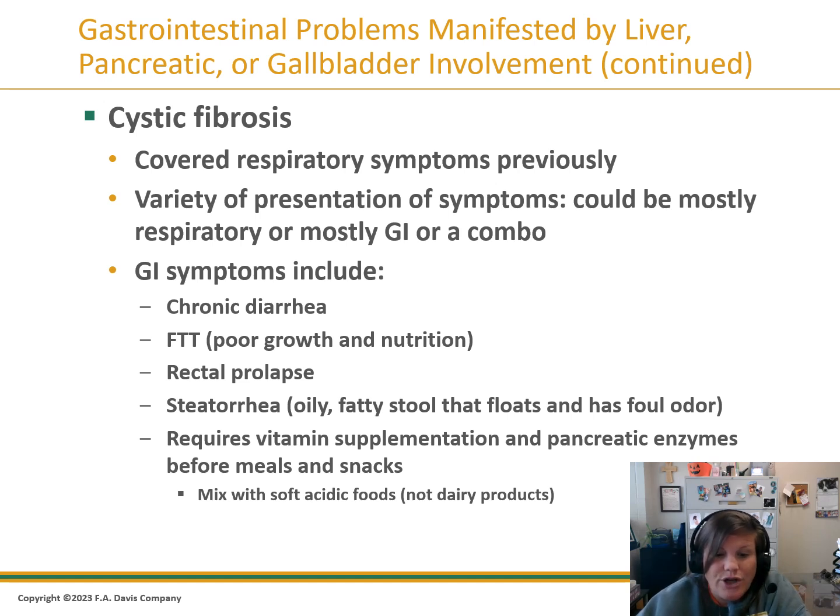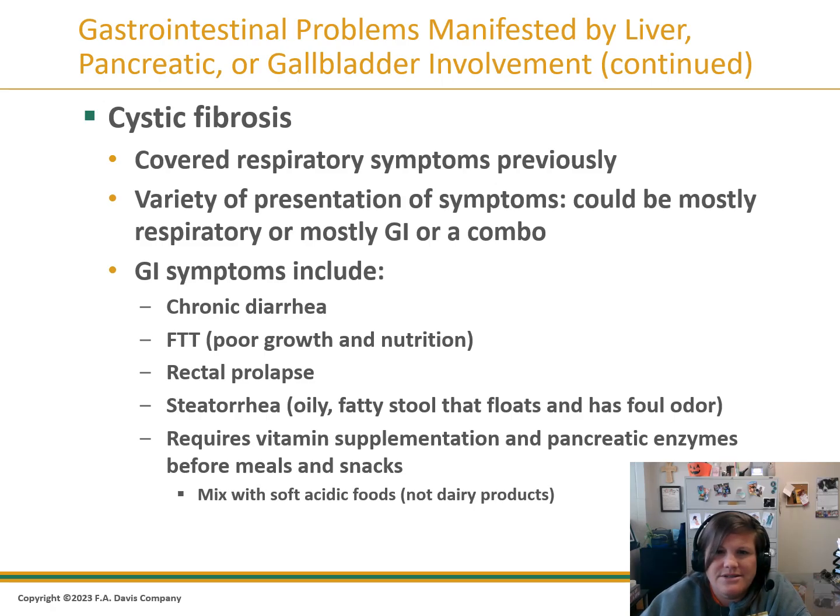It does have a little note in here that your book talks about mixing with soft acidic foods, not dairy products. So when they're given these enzymes at the start of a meal or snack, we're avoiding dairy products because they interfere with their function or their absorption.